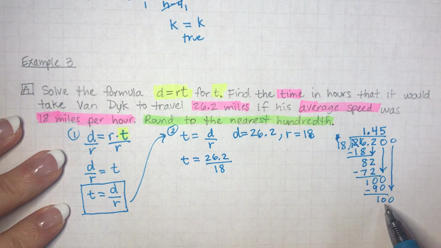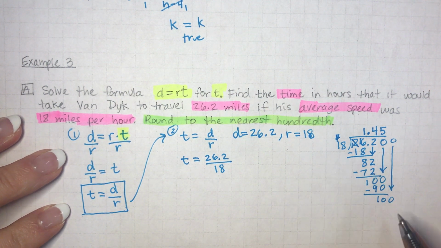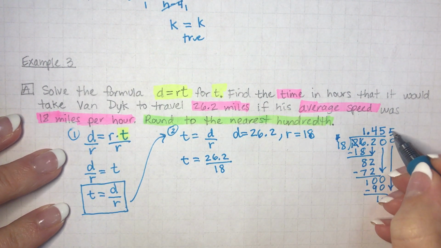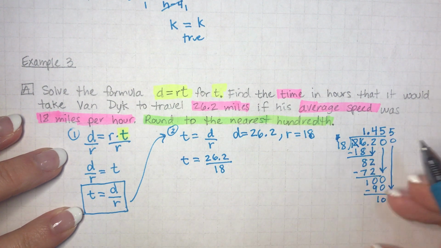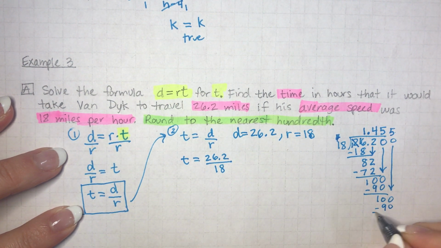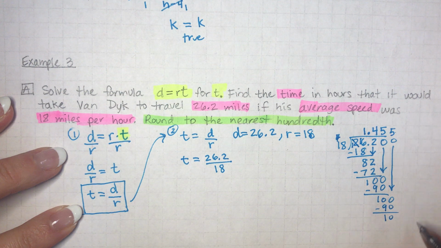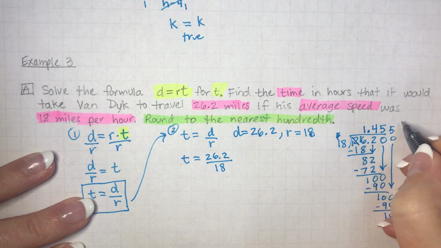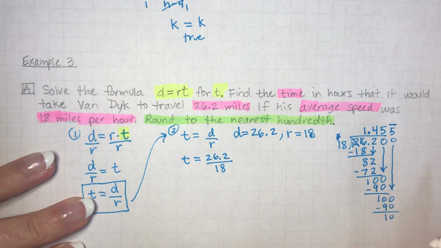Right? How many times does 18 go into 100? 18 is close to 20, so we're going to say it goes in 5 times. And then 5 times 8, 18 is going to be 90 again. And then we have the same thing, 10, and then we keep going. So this is actually going to end up repeating.